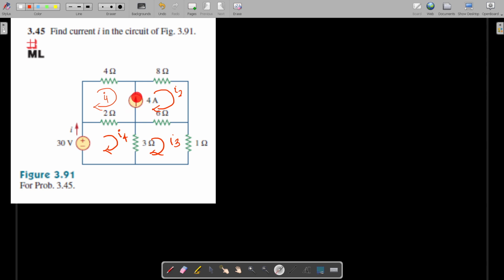So when you further inspect, we come to understand that there is a current source of 4 amperes which is connected between this loop 1 and the loop 2. It is a common current source between this loop 1 and 2. Therefore, we have a super mesh. So I draw the super mesh here.